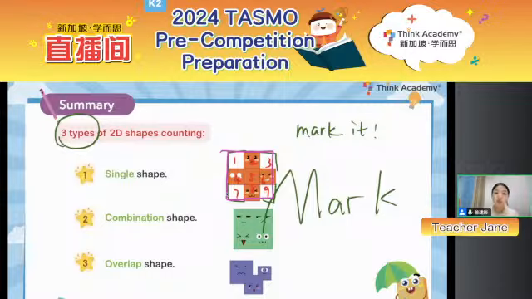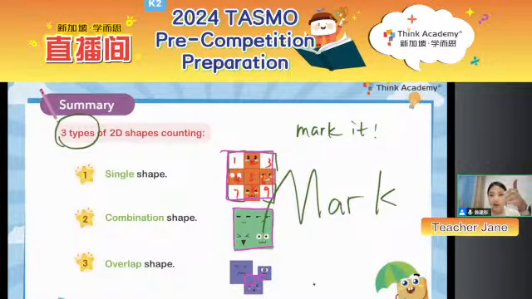So that is the second type we learned today. That is combination shapes, which means that if we combine some shapes together, they will form new big shapes. For example, the 4 small squares will become a new big one outside, right? So this is the second type of question. The third one is the overlapping shapes. If 2 shapes overlap with each other, the overlapping part will become a new one here. So everyone remember together, there are 3 types: single shape, combination, overlap.